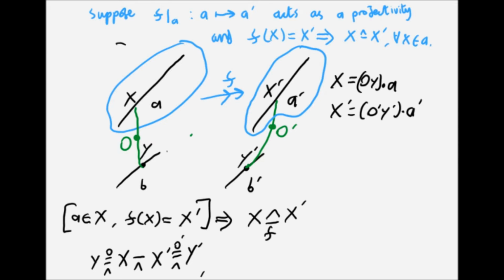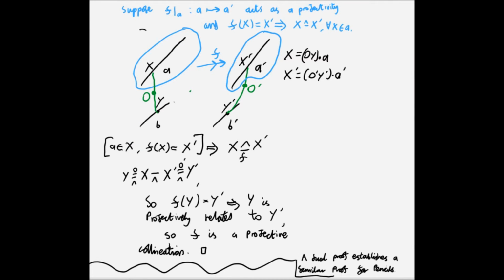So we have that X, there's a projectivity from Y to X, there's a projectivity from X to X dash, and then using centre of perspectivity O dash gets us a perspectivity from X dash to Y dash, and stringing all that together, we have a projectivity from Y to Y dash, which is exactly what we want. So we've shown that for a generic line, we have this projectivity which transforms it projectively.